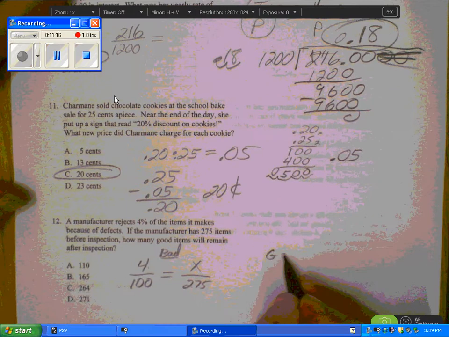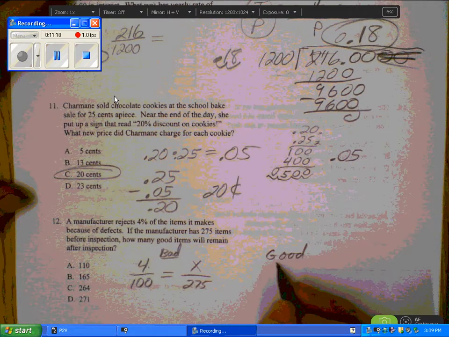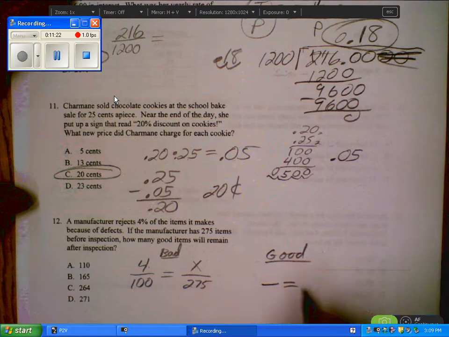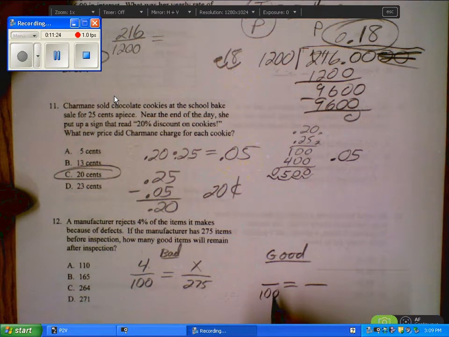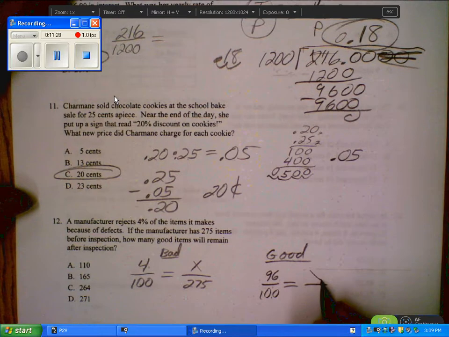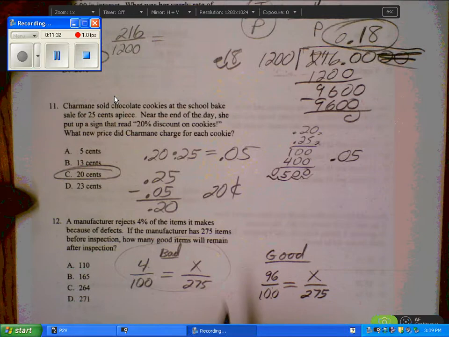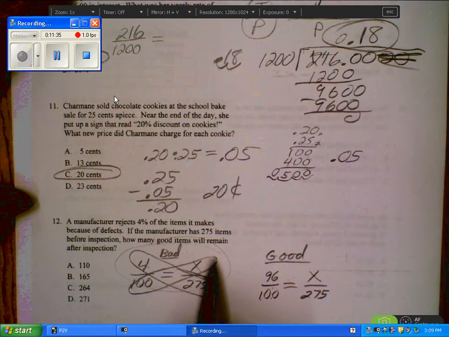If you wanted to do the good items so that you didn't have to subtract at the end, then you would just set it up that out of 100, if 4 of them are bad, 96 out of 100 are going to be good, and you could set it up that way. I'm going to actually do this one over here because I can do this multiplication in my head and then subtract.